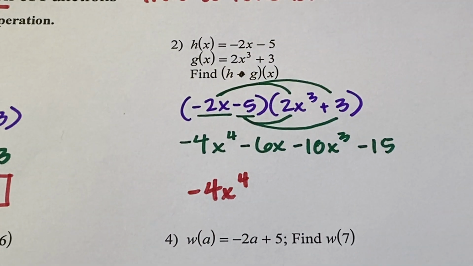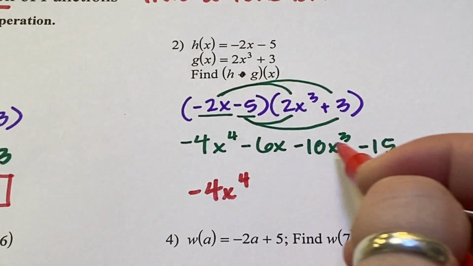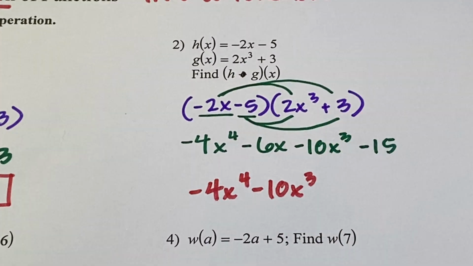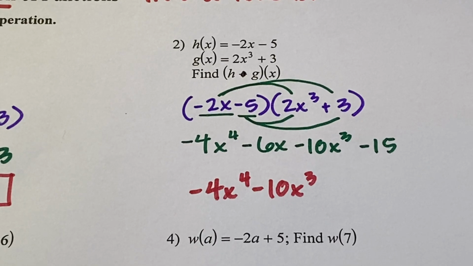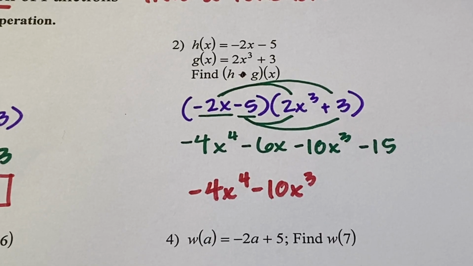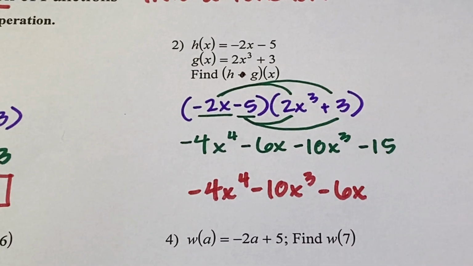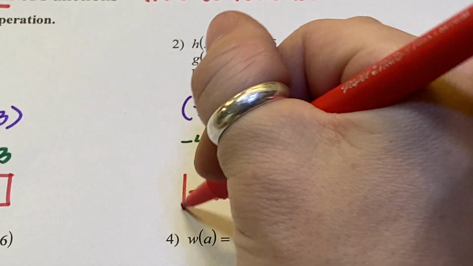That's the highest power, highest degree. But then my negative 10x cubed comes next. That's my next highest degree. Which one's going to come next? 6. Good. Negative 6x. Good job. So then my negative 6x, my power of 1, and negative 15 without any x's is on the end.